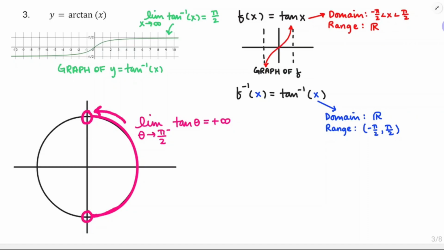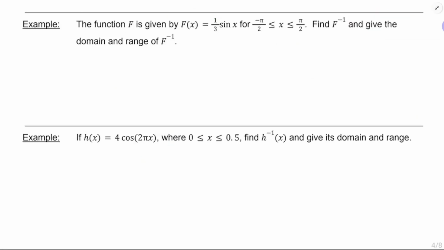Okay, so I think that's what I've got to say about the graph of these three functions. But before I let you go, I want to do a couple more examples about finding inverse functions, just algebraically. Okay, so there's a couple of them. Here, the first one is f given by f of x equals 1/3 sine x, for x between negative pi over 2 and pi over 2. Find f inverse and give the domain and range of that inverse.